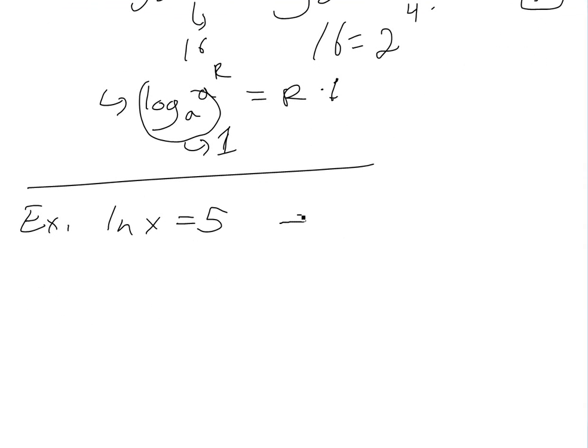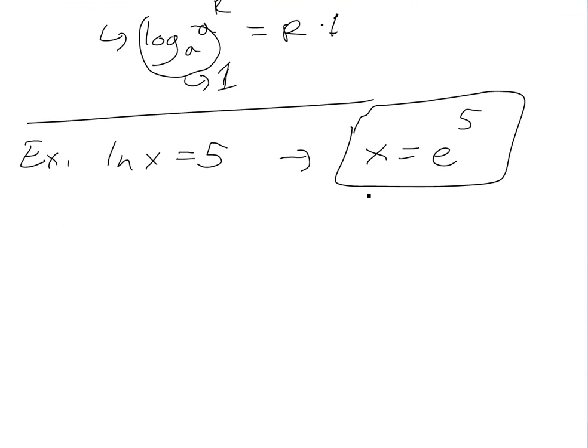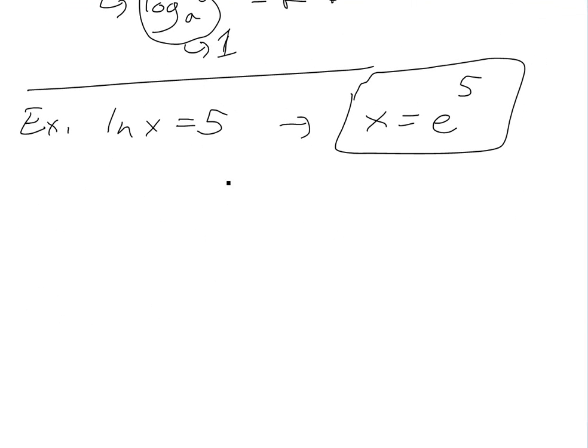So if you look at the definition again, basically you'll get x equals, well, it's base e, so e to the 5. Well, this is an easy one. It's just using the straight definition of logs and ln. Okay, so we got that. This one's actually using the definition.